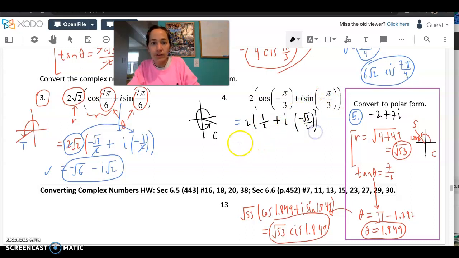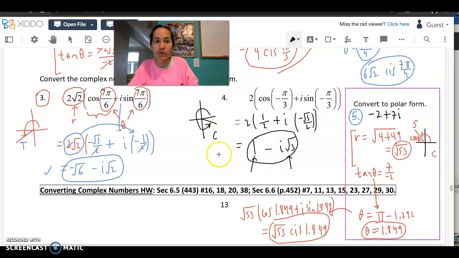Okay, getting rid of the parentheses should do the trick, and we can call this one a day. So it'll be 2 times a half is 1, minus the 2's canceling, i square root of 3. And that is your rectangular form. A positive x, a negative y of negative square root of 3, like I would have predicted to land in quadrant 4.